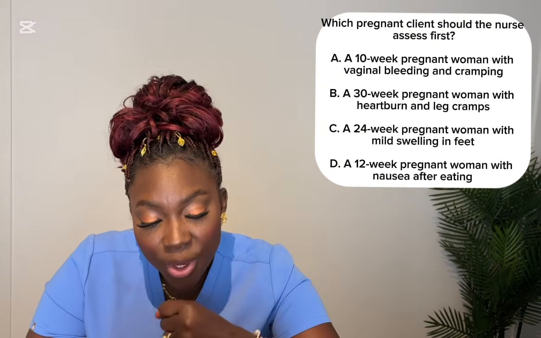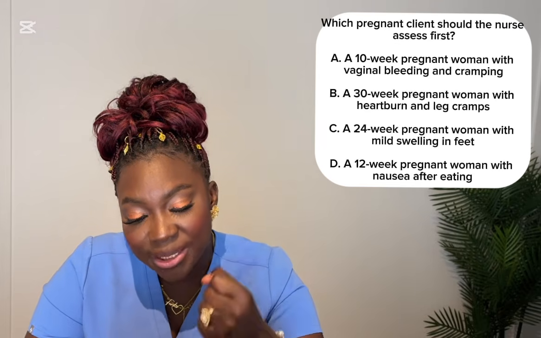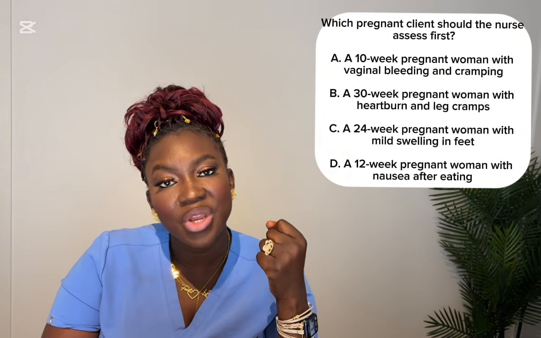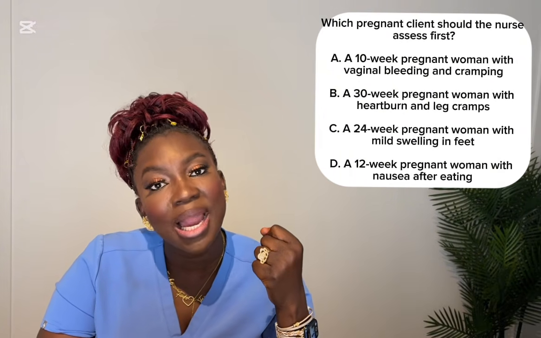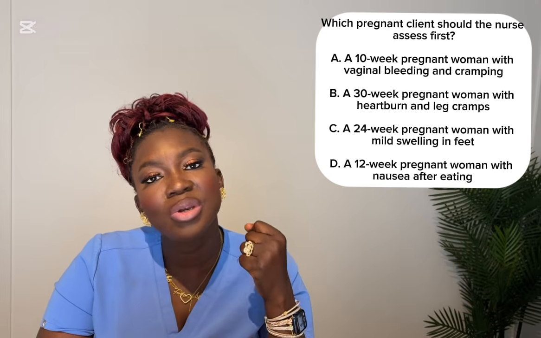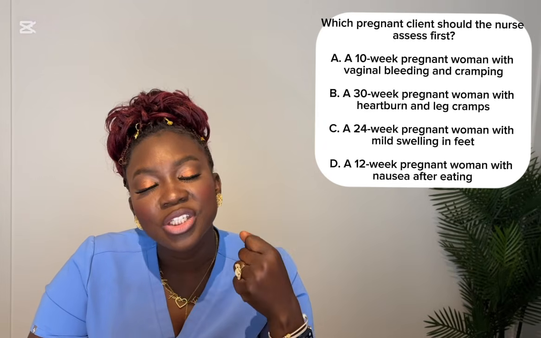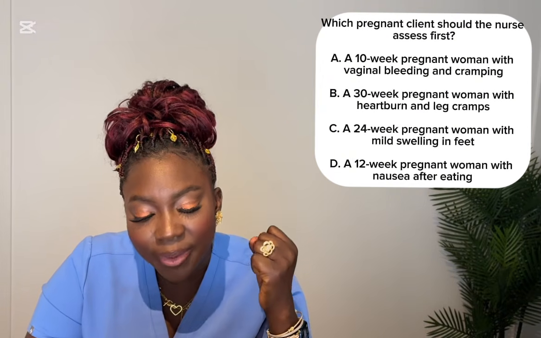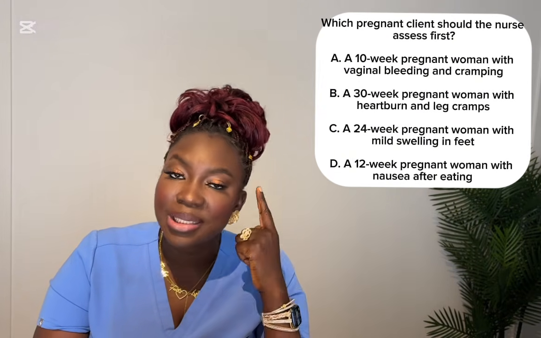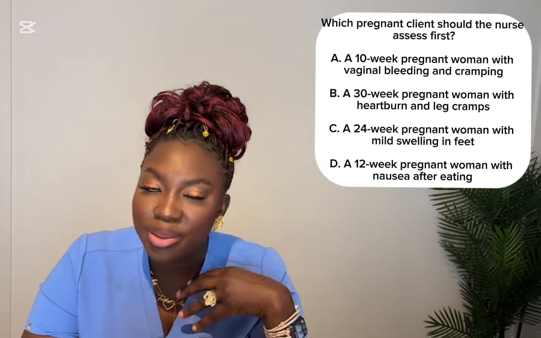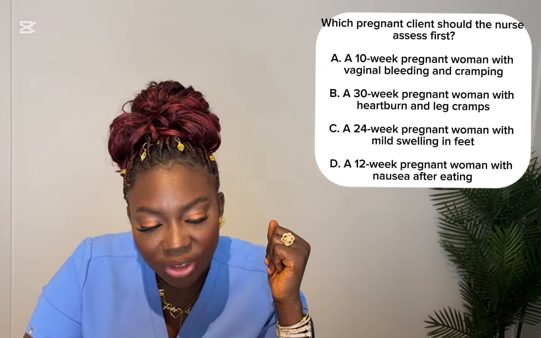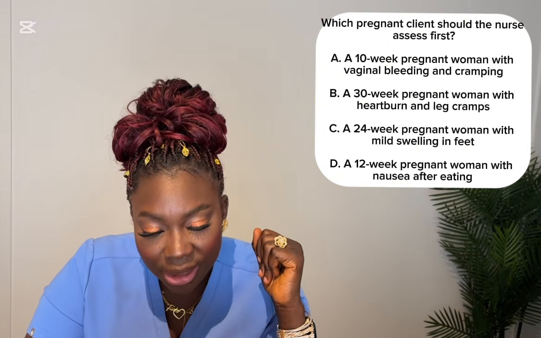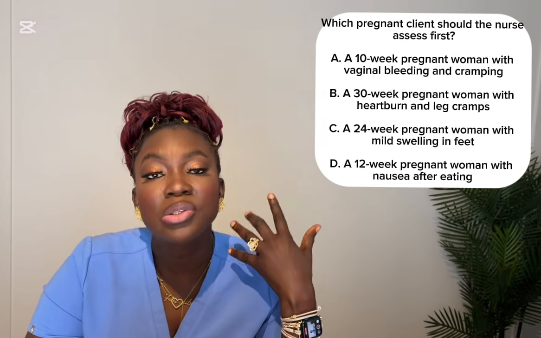Why? A 10-week pregnant woman with vaginal bleeding and cramping can indicate miscarriage. They are still very early on. That can suggest miscarriage. They might be going through a miscarriage. So you need to attend to them first, right? They need urgent evaluation. Now look, a 30-week pregnant woman with heartburn and leg cramps. In the third trimester, this is expected. Leg cramps, leg swelling, heartburn, all of that, right? Now, a 24-week pregnant woman with mild swelling in the feet is common in pregnancy. It's not life-threatening.